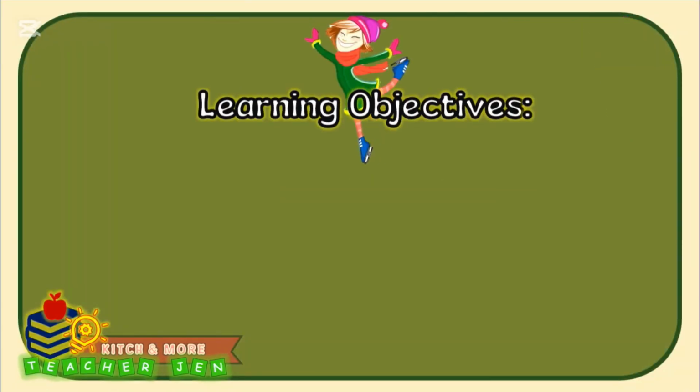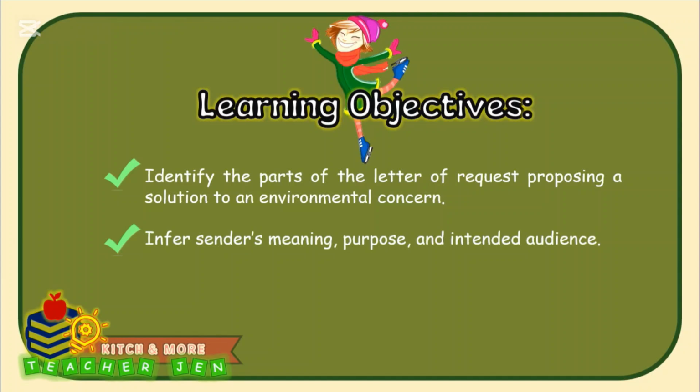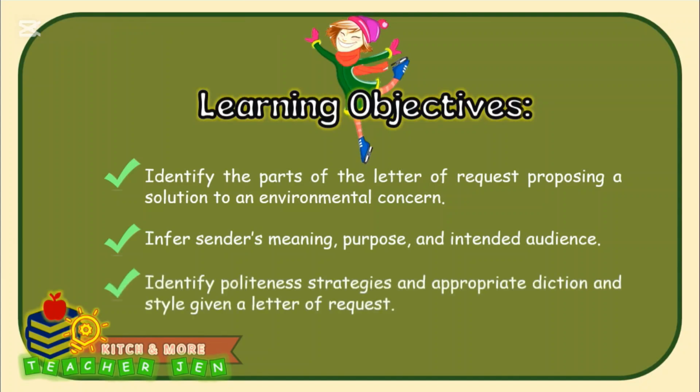Our lesson objectives for this week are the following. First, identify the parts of the letter of request proposing a solution to an environmental concern. Second, infer the sender's meaning, purpose, and intended audience. And third, identify politeness strategies and appropriate diction and style given a letter of request.